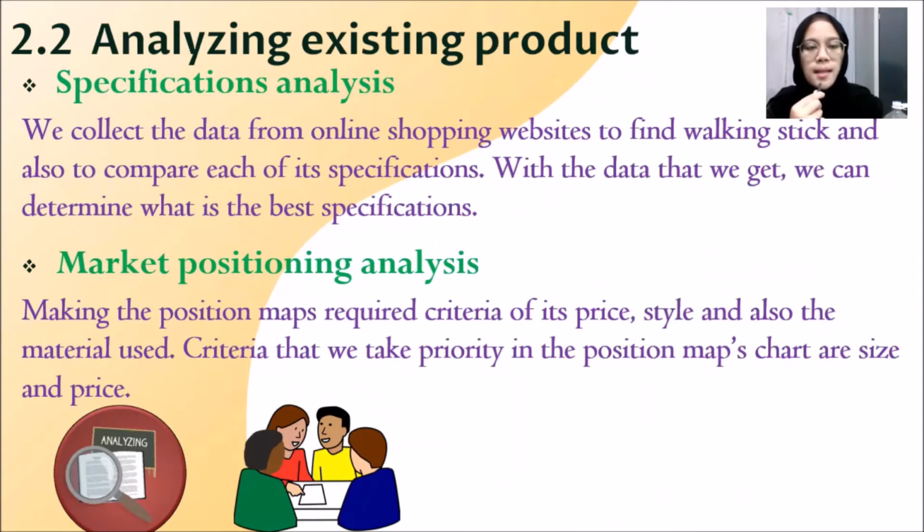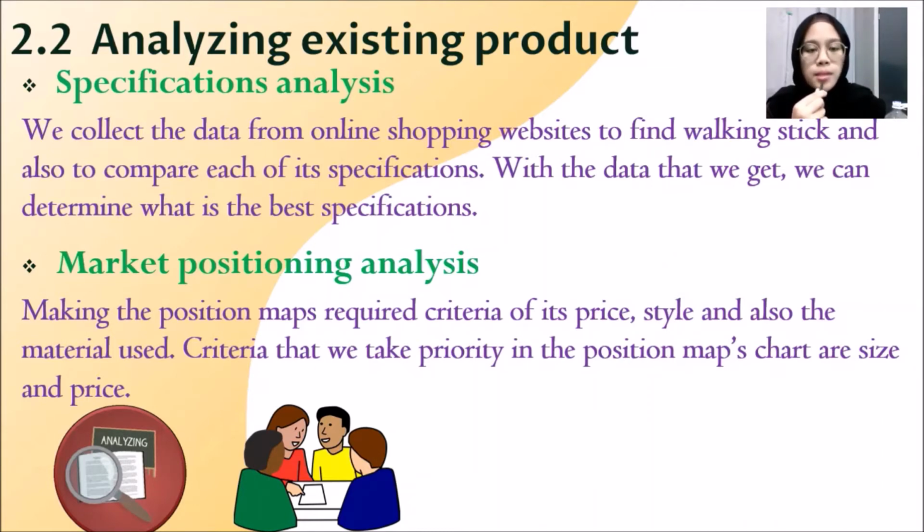So next is analyzing existing products. First is the specifications analysis. From this, we collected data from online shopping websites to find walking sticks and compare each of their specifications. With the data that we get, we can determine the best specification. The amount of products we collected is 20.